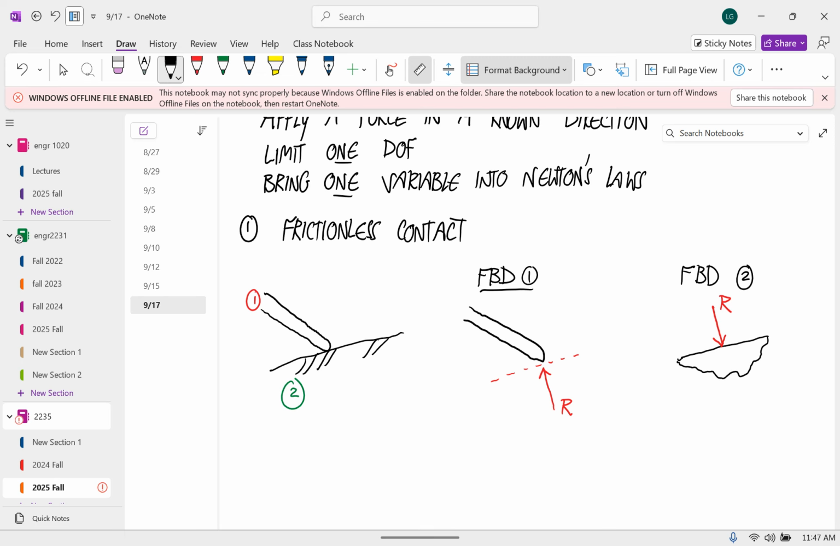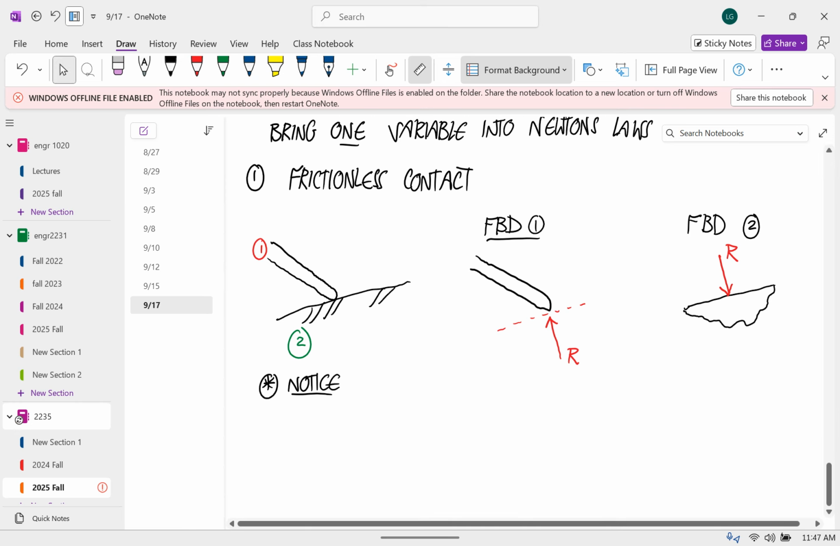One thing to notice about frictionless contact is that R has to be positive in this case.